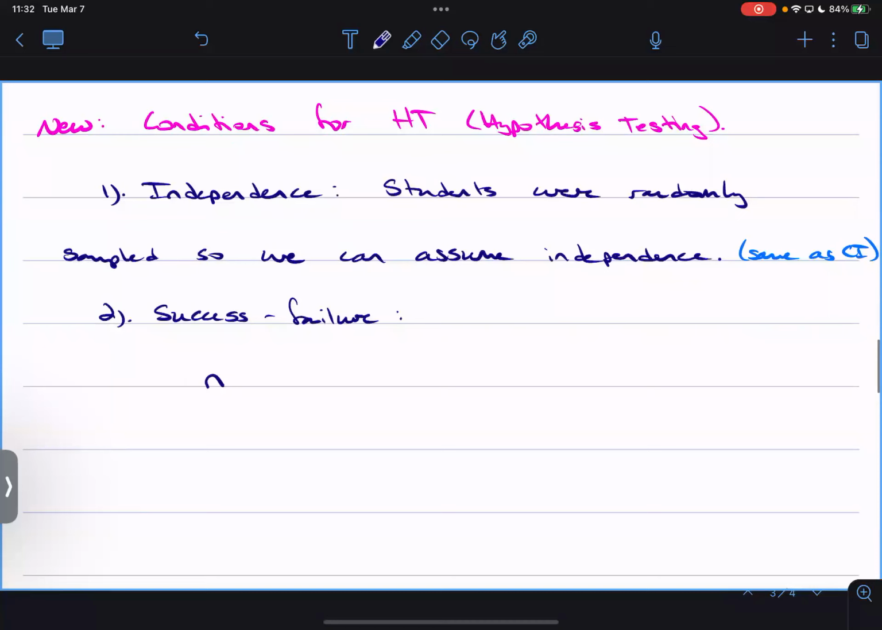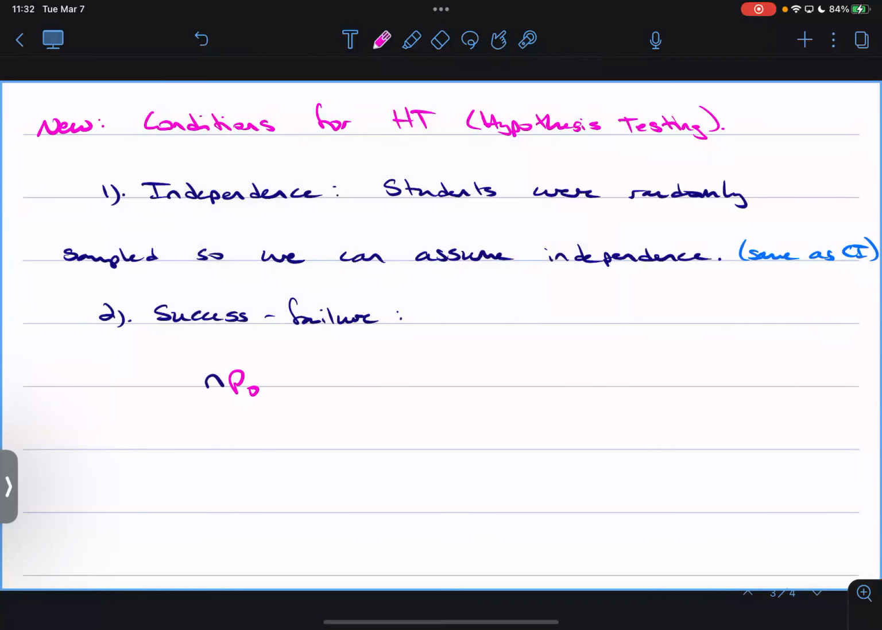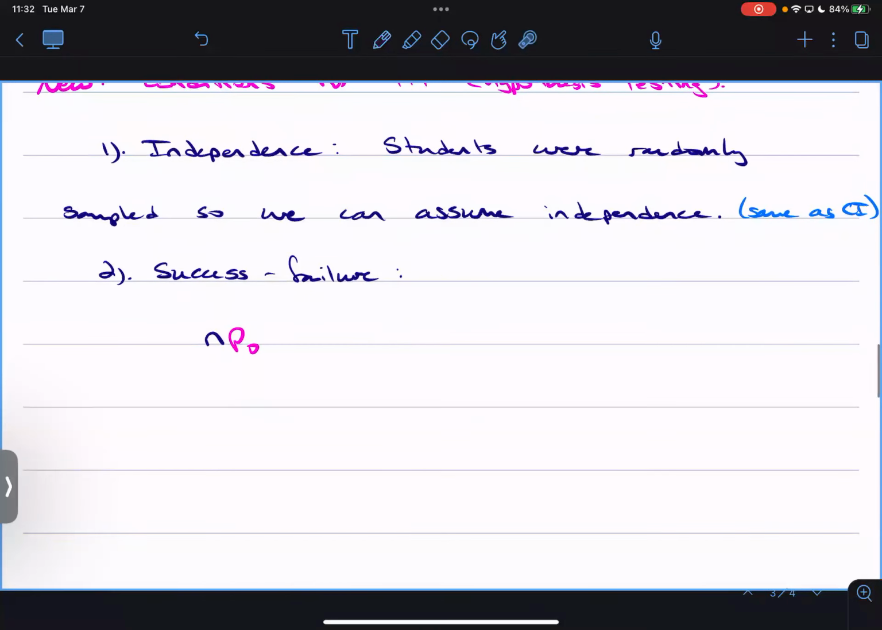But now it has to be the expected number of successes and the expected number of failures. Okay, so the change is that it's now about P naught, right? Whereas before it was the observed number of successes and the observed number of failures. Right? So that's the only change. So here, this has to be greater than or equal to 10.